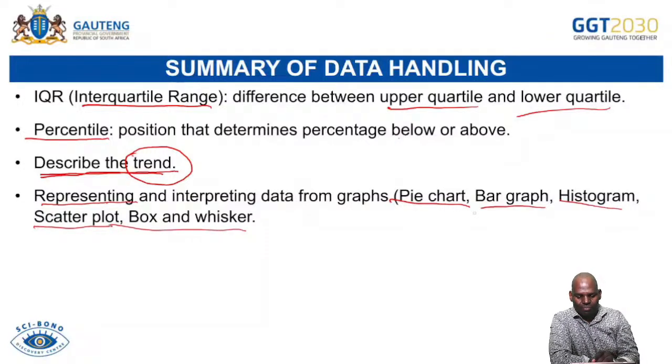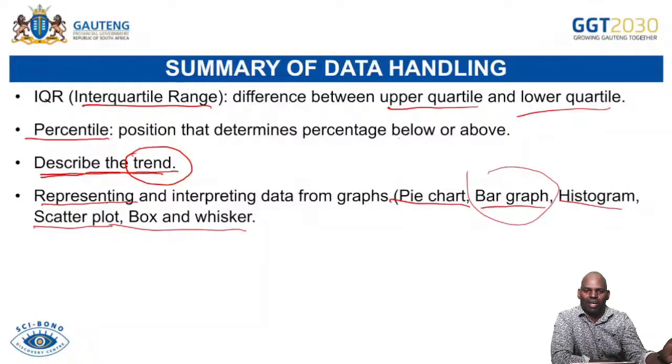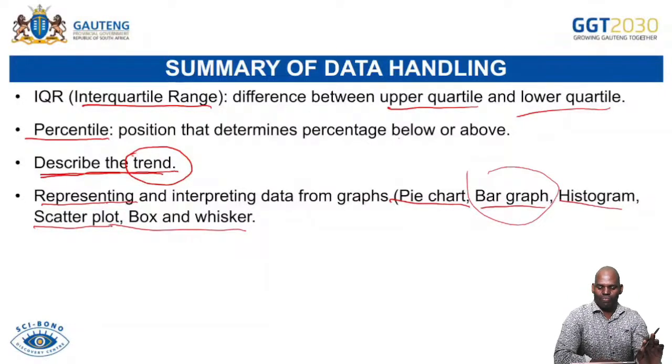Okay, and then obviously with regard to bar graphs, we've got different types of bar graphs. We've got compound bar graph, we've got triple bar graph, we've got horizontal bar graph, we've got vertical bar graph, and so on and so on. So you must also know those types of bar graphs.